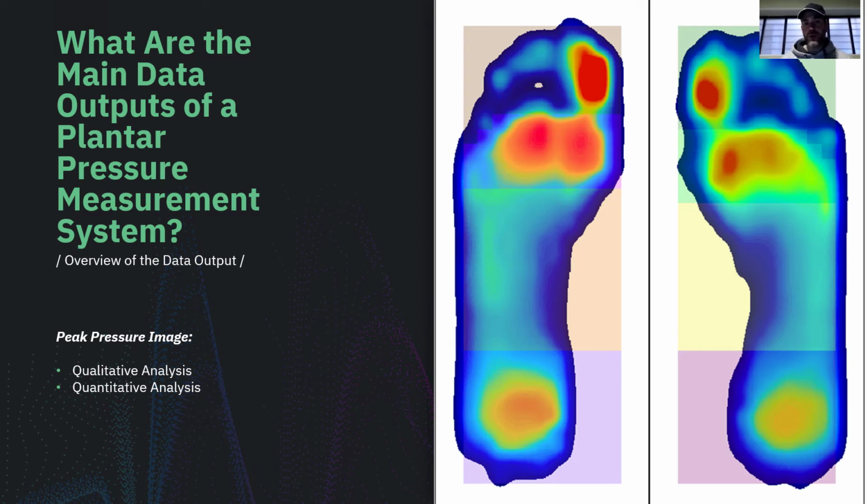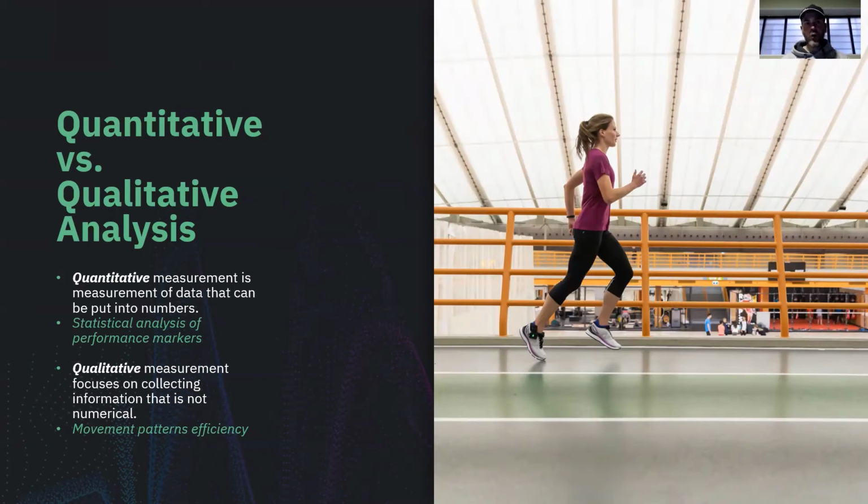You can perform 2 types of analysis with a peak pressure image, qualitative and quantitative analysis. What is quantitative and qualitative analysis? A quantitative measurement is a measurement of data that can be put into numbers. It is a statistical analysis of performance markers. Qualitative measurement focuses on collecting information that is not numerical, and qualitative measurements look at movement pattern efficiency.